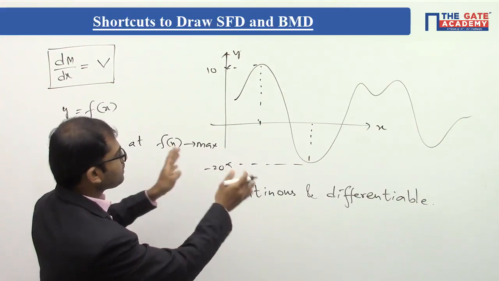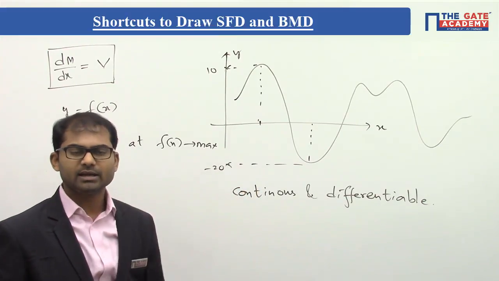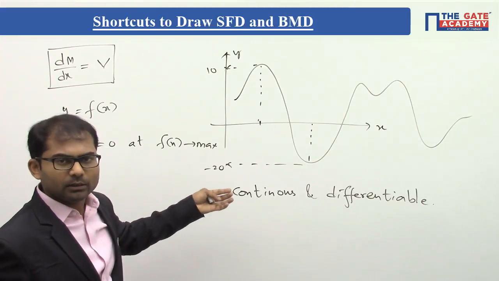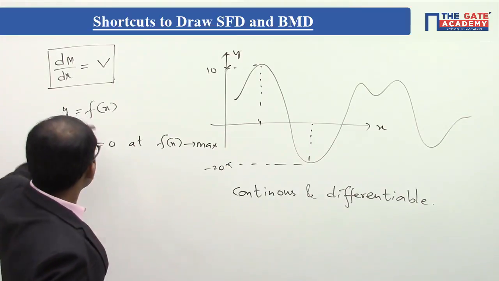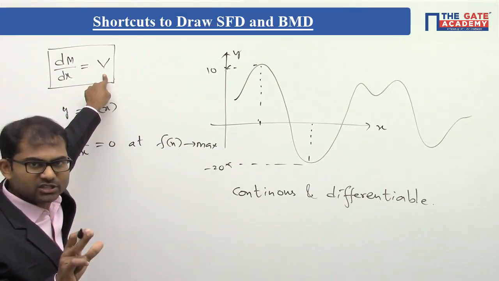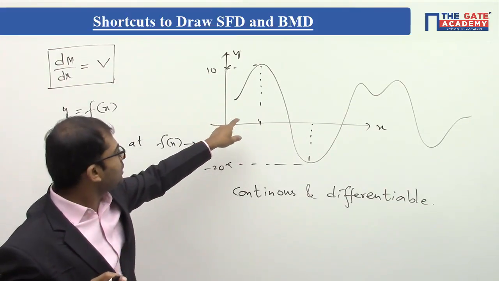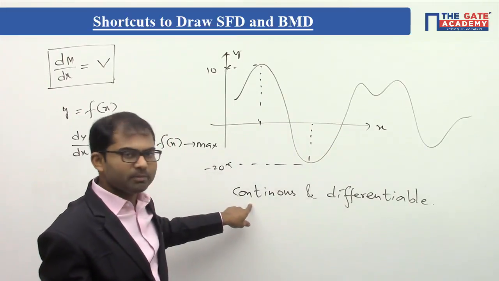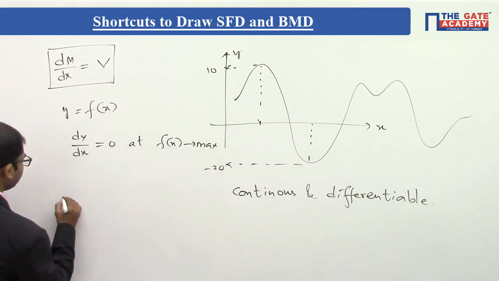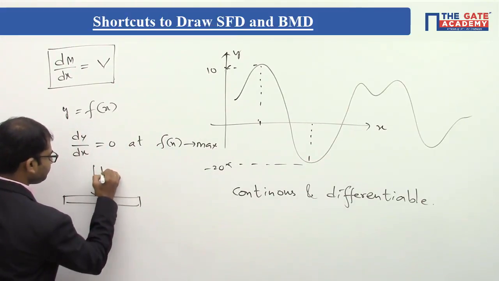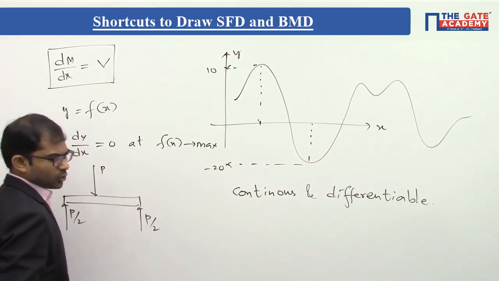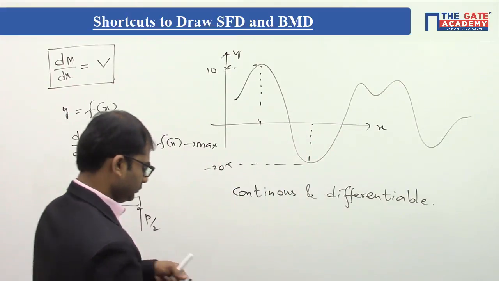Now let's apply this mathematics to our result, dm by dx is equal to v. From this mathematical result, we can easily say that wherever bending moment is maximum, shear force is equal to 0. But the first condition is that throughout the length, the function should be continuous and differentiable. For example, if you have a simply supported beam having a point load in the middle, you'll have P by 2 here and P by 2 here. For this, if you draw the bending moment diagram, it will come like this.